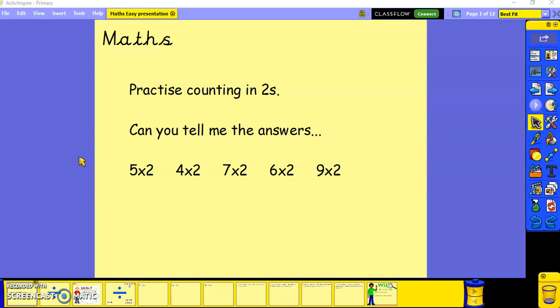So the next few questions, if I say the question, if you pause the video after each one, then you can work out the answers. So 4 times 2. Pause the video. 4 times 2 is 8. 2, 4, 6, 8. So well done if you got that one right.